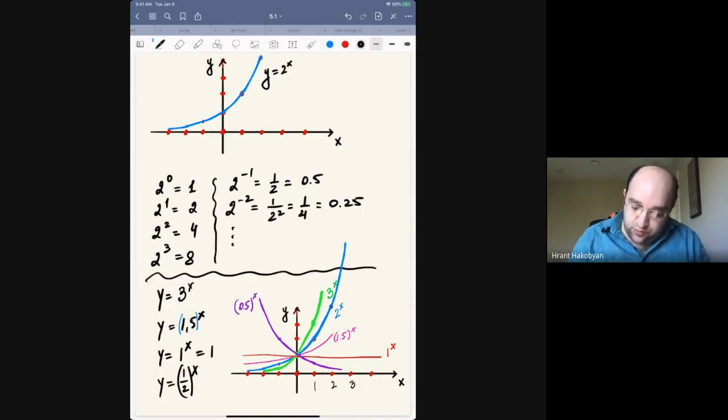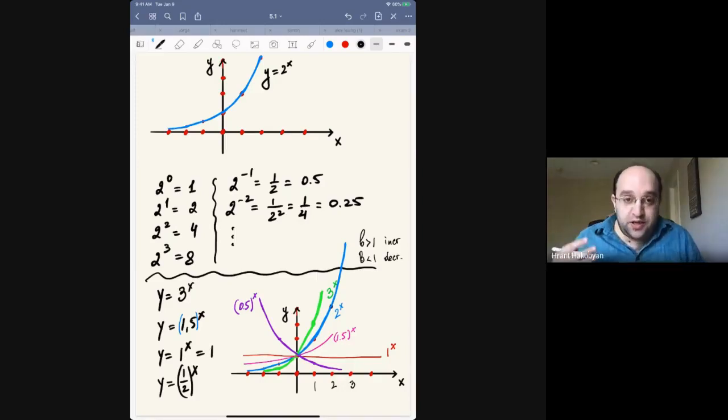You're right. If b is greater than 1, then it's increasing, and b less than 1 is decreasing. And b equal to 1 is the constant, since 1 to the x is just 1. So that's where everything changes. Okay, so those are the different kinds.